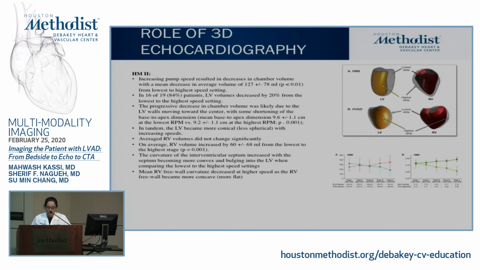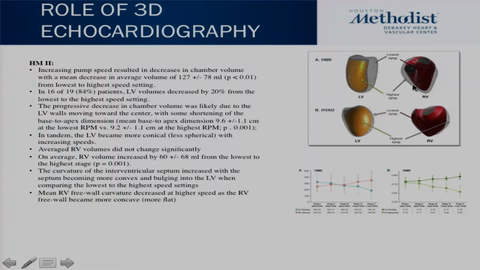So this was for HeartMate 2. The gray mesh is what was baseline, and then the inside of it, the yellow and the red, shows what happened to the LV as the pump speed was increased. This is just one example of it. So in patients with HeartMate 2, when you increase your LVAD speed, the average volume in the LV did decrease. And the average volume decreased by almost 20% between the lowest and the highest speed.